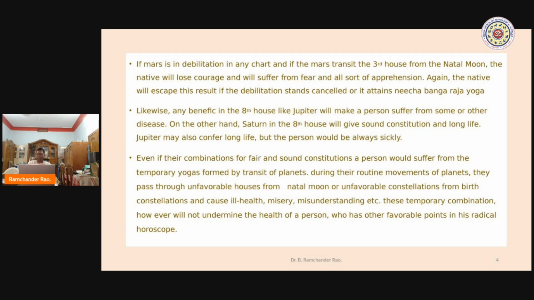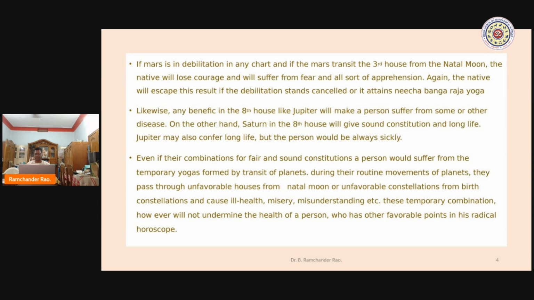Right. Now, next. If Mars is debilitated in anybody's chart, I am talking about debilitated. That means Mangal neech mein hai, in Cancer. So Mars, abhi Janmarasi se, when Mars is transiting the third house from the natal moon, the native loses courage and will suffer from fear and all sorts of apprehensions. And again, the native will escape the results if the debilitation stands cancelled, or it attains the Nichabanga Raja Yoga. Jab bhi Nichabanga Raja Yoga aa gaya to Mars ko, Mangal ko, wo neech mein hai, so ye pura chala jata, wo dar pura jo bhi hai wo pura chala jata.